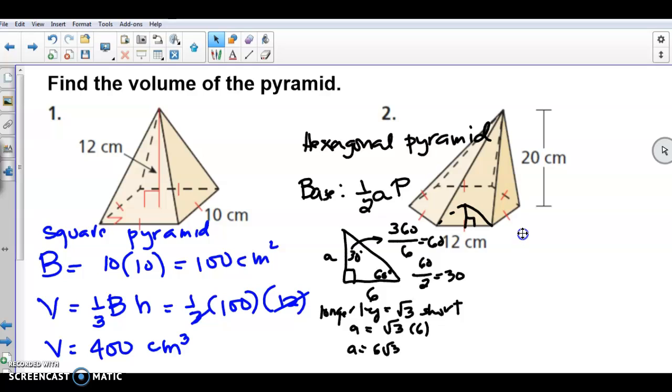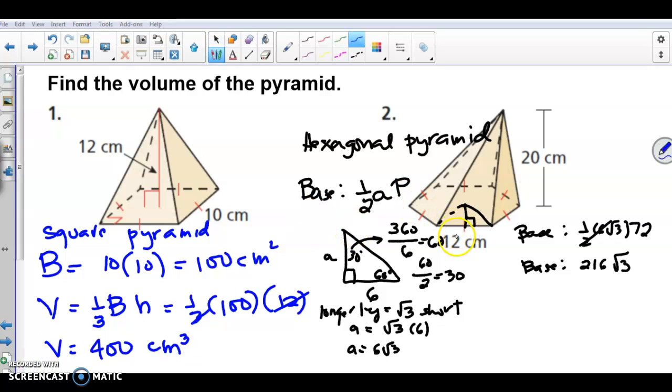So to find the base area, you get 1/2. The apothem is 6 radical 3. And the perimeter is 6 sides of 12, which is 72. So 6 radical 3 times 72, with 6 divided by 2, that's 3. So 3 multiplied by 72 will be 216 radical 3. So this is for the base area only.